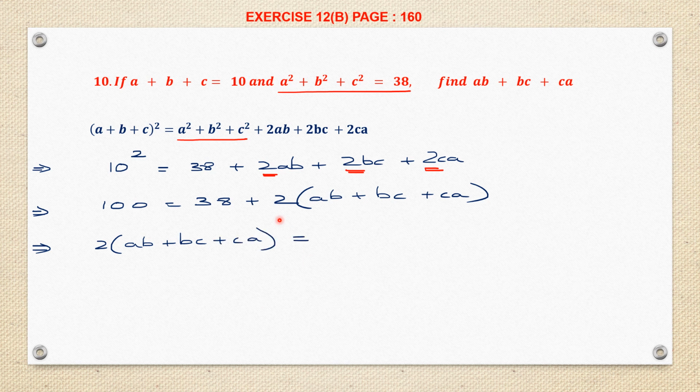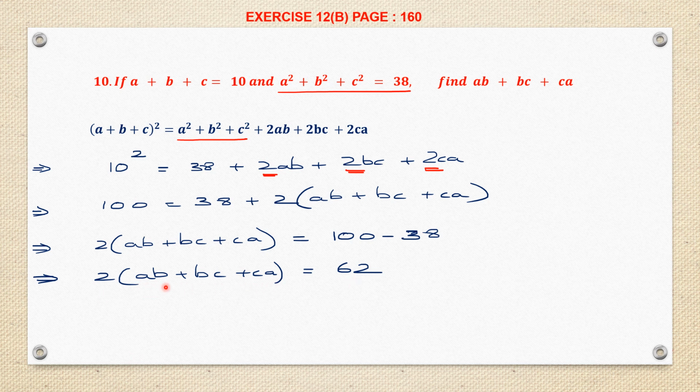On the other side of the equal to sign, we have 100, which we are going to write here, and we are going to move 38 towards 100. So since it's plus, when it goes there, it becomes minus. So it becomes minus 38. So 2 into ab plus bc plus ca is equal to 62. This is the value of 2 into all these, which will give us 62.